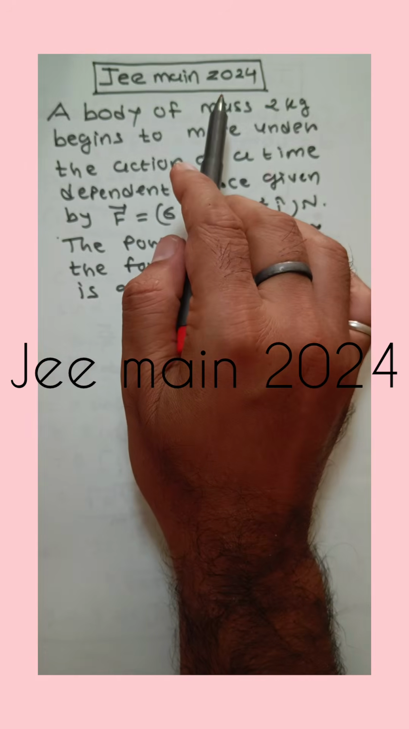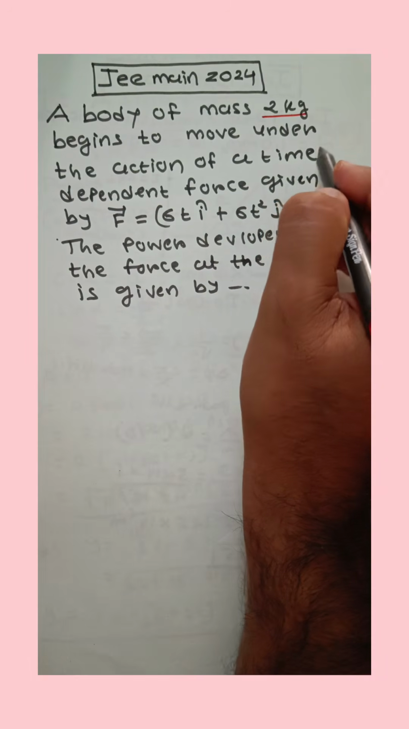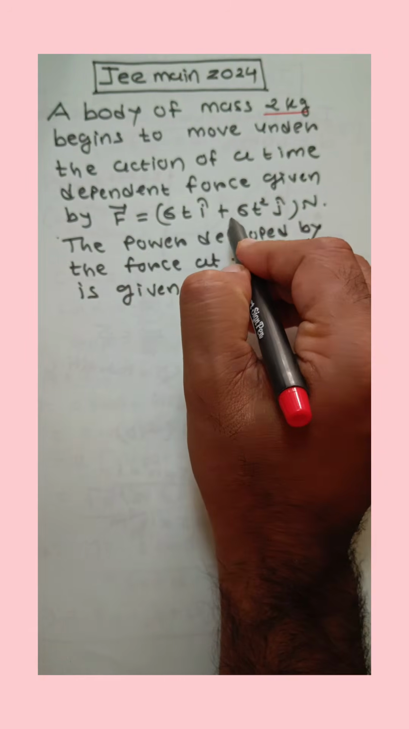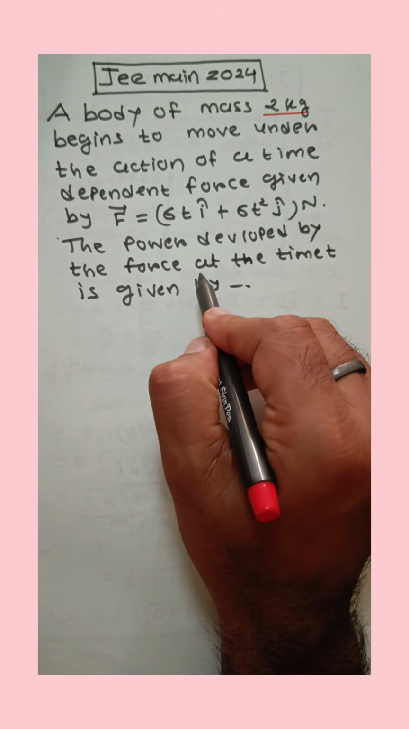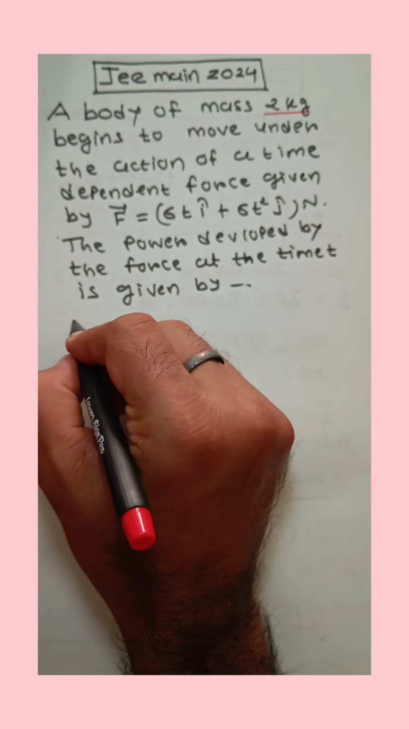JEE Main 2024 MCQ. A body of mass 2 kg begins to move under the action of a time-dependent force given by F vector = 60t î + 60t² ĵ Newton. Power developed by the force at time t is given by.